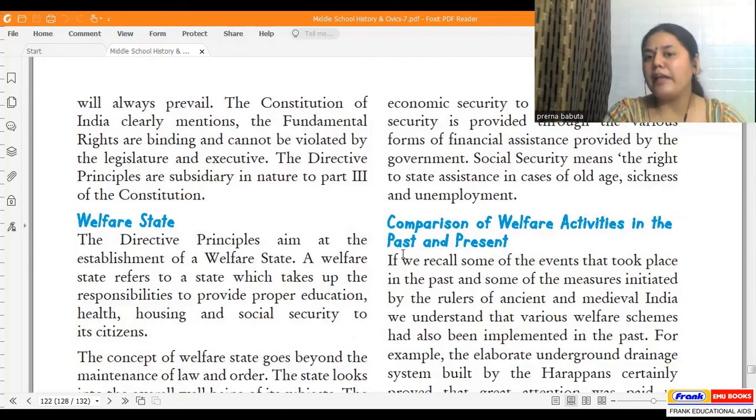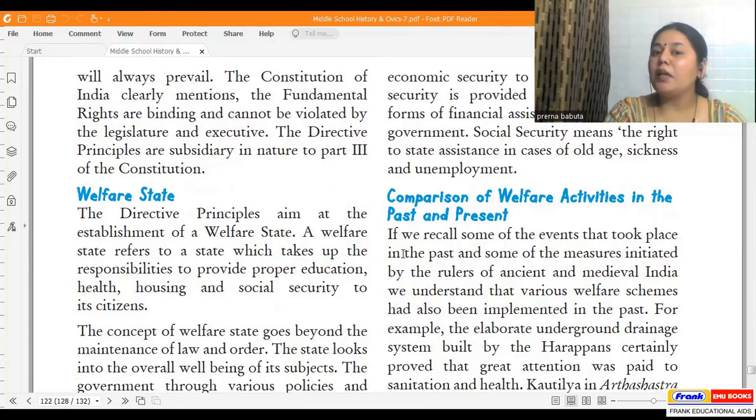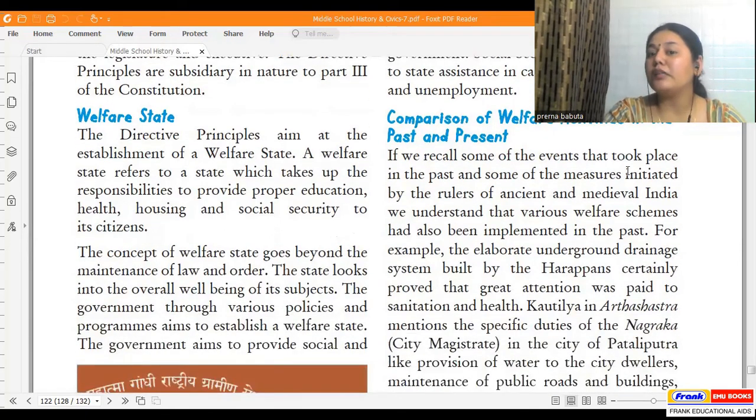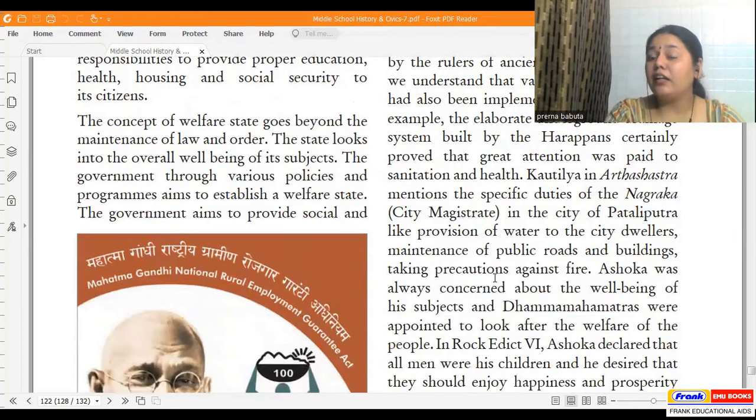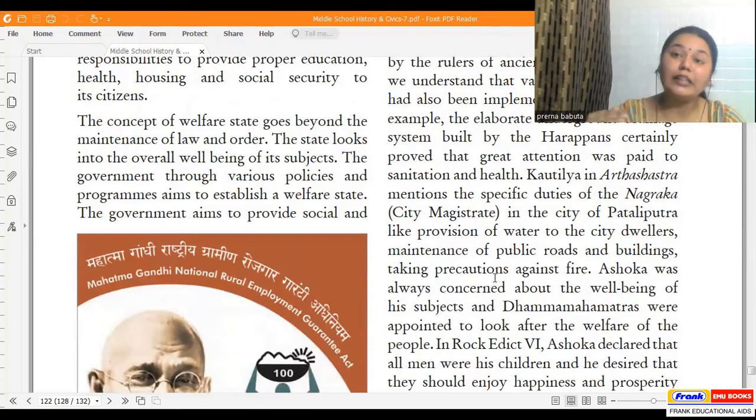Now, a small comparison of the welfare activities in the past and the present. If we recall some of the events that took place in the past and some of the measures initiated by the rulers of ancient and medieval India, we understand that various welfare schemes have been implemented in the past. For example, the elaborate underground drainage system built by the Harappans, correct? Then the way the kingdom was divided into provinces, districts, grams. Why was it done? So that there is effective administration, correct?